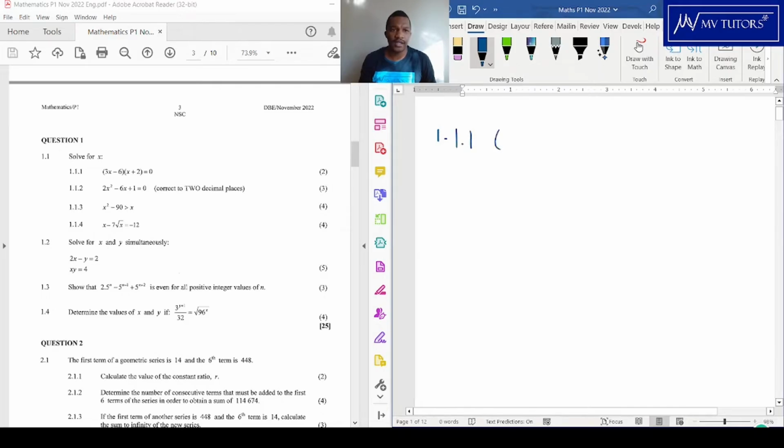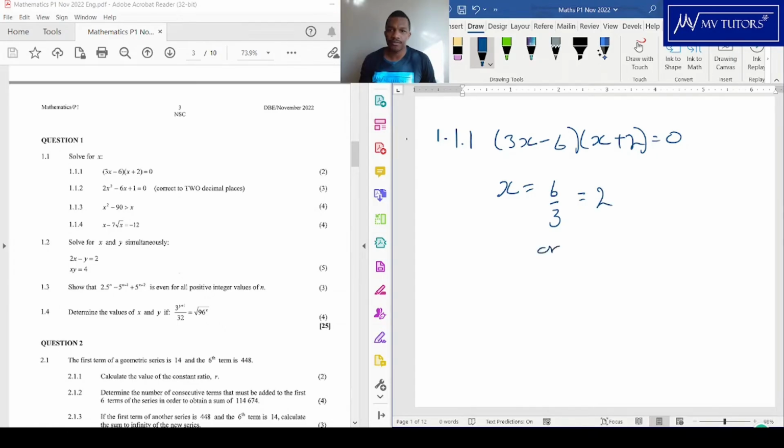1.1.1. So we are given 3x minus 6, x plus 2 is equals to 0. I know you know what to do here. You just simply go x is equals to 6 over 3. Now, you need to simplify this. 6 divided by 3 is what? It's 2. Or x is just simply equals to minus 2. That's it. Okay, let's do 1.1.2 now.